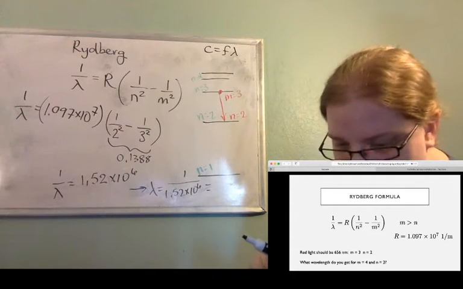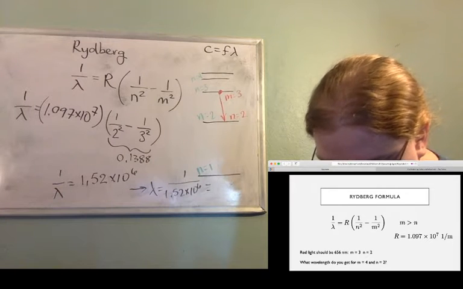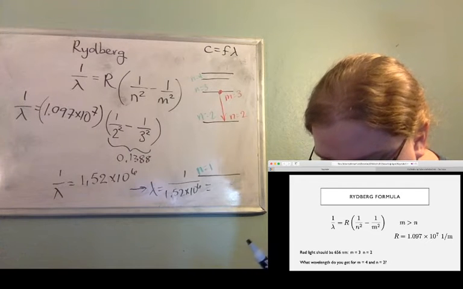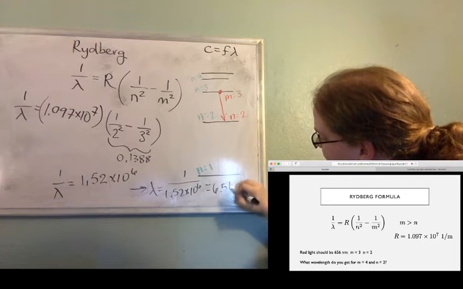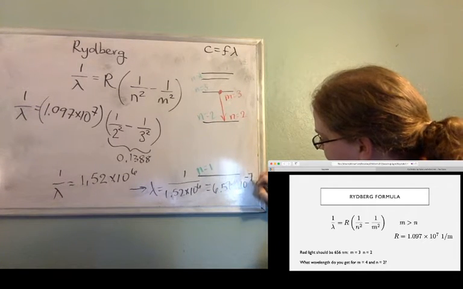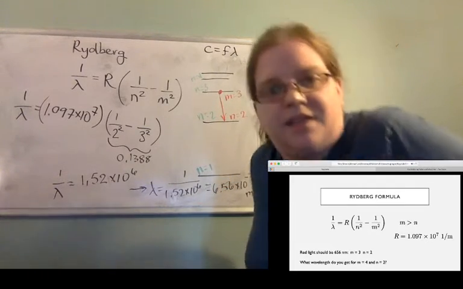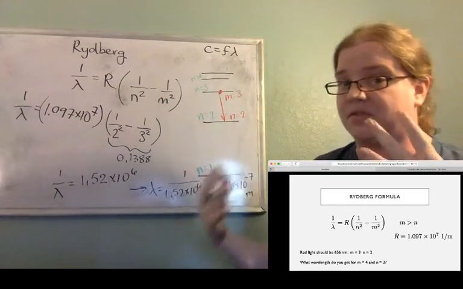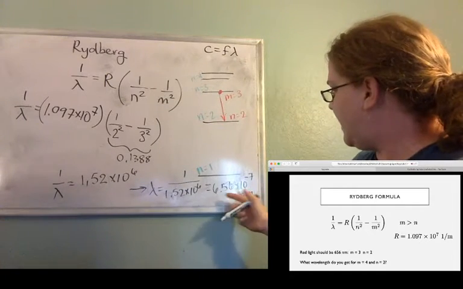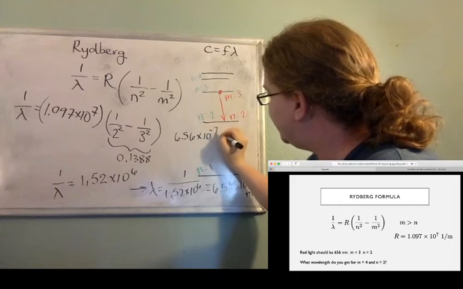Let me see what I get. So I'm going to do 1 divided by all of that. Make sure I put parentheses in. I get 6.56 times 10 to the negative 7th, and I know my units are meters, okay? Because my Rydberg constant had been in 1 over meters. So I take the reciprocal of that, I get meters. Okay, so 6.56 times 10 to the minus 7.